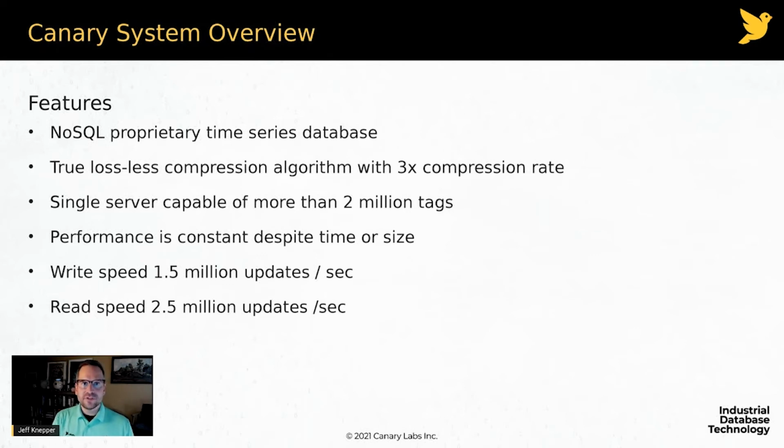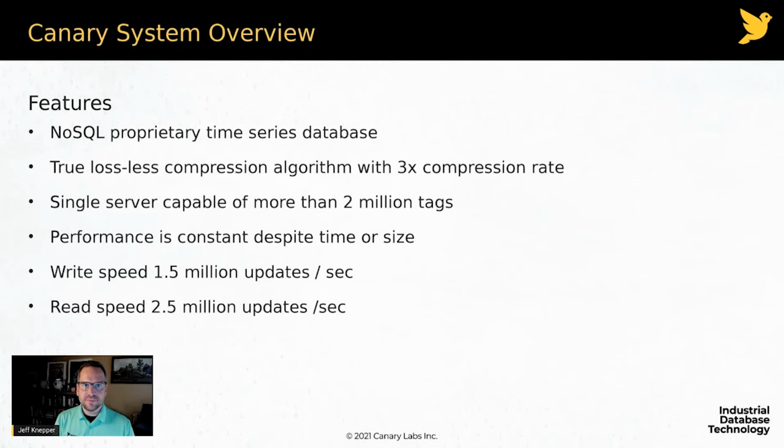The key to all of this is that we are able to achieve a 3x compression rate, even keeping all of the values. A single server can scale to more than 2 million tags. So a single historian instance can handle more than 2 million tags. And our performance is consistent. It's consistent no matter how long the historian is being used. It's consistent no matter how many tags are being added or written to the historian. It's consistent no matter how much data is being retrieved from the historian.